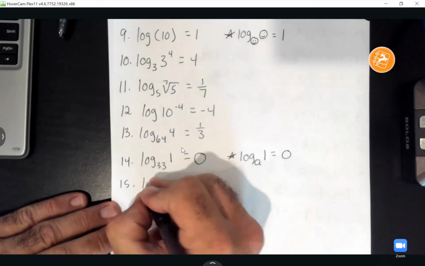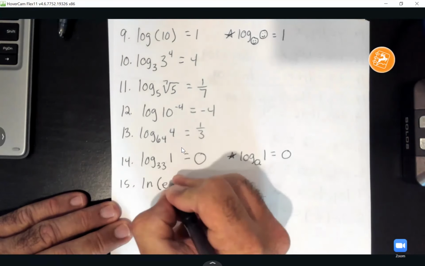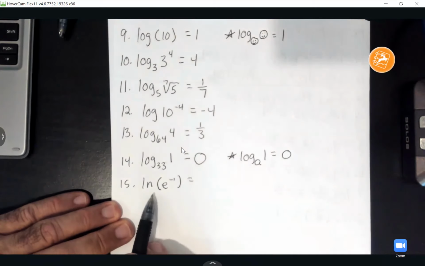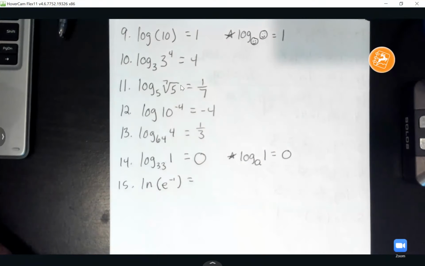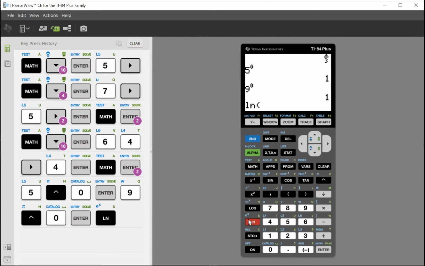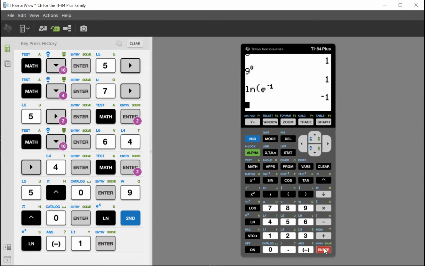All right, y'all, 15 was an ln of e to the -1. Now remember, the ln is really a log base e. So I got the base of my log matches the base of my result to an exponent. What answer will I get? -1. -1. Because y'all, we got the ln button right here. Now to use the e with the exponent, I would actually hit second ln to get that e, put in my -1, hit enter, and we definitely get a -1.